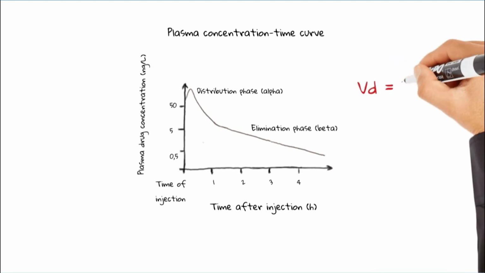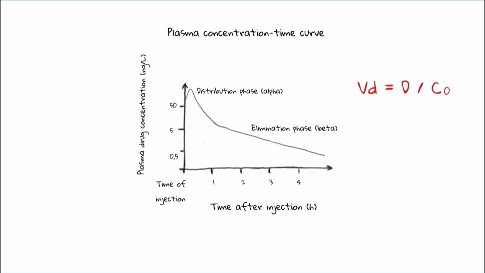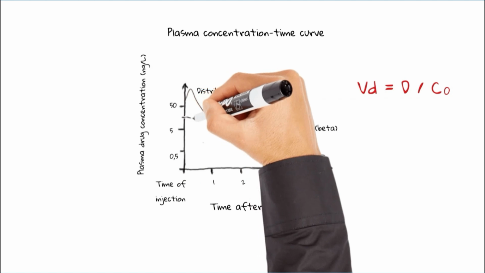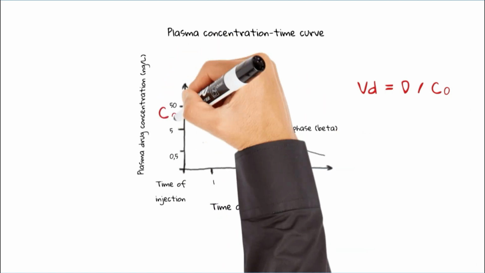The volume of distribution can be calculated by dividing the dose of a drug given intravenously by the plasma drug concentration at time zero. This drug concentration can be determined by extrapolating the plasma drug concentration back to time zero from the linear part of the beta elimination phase.